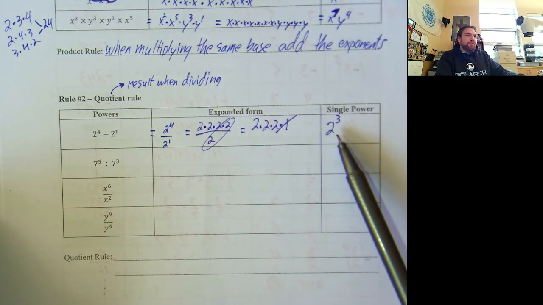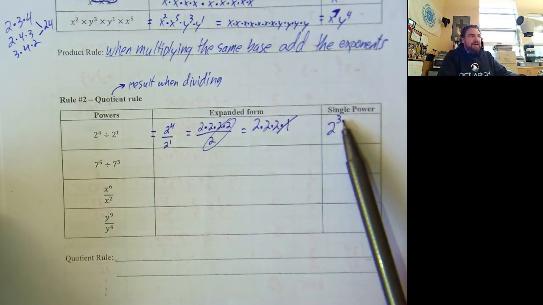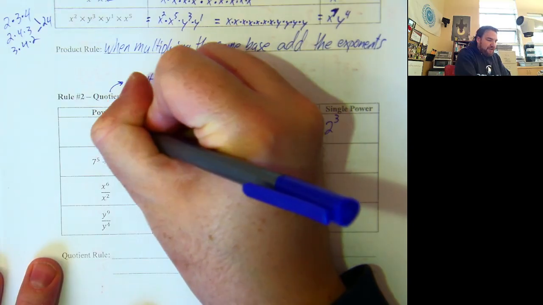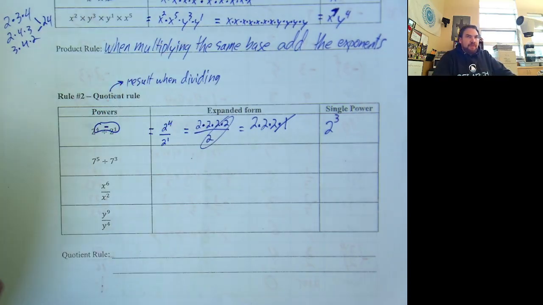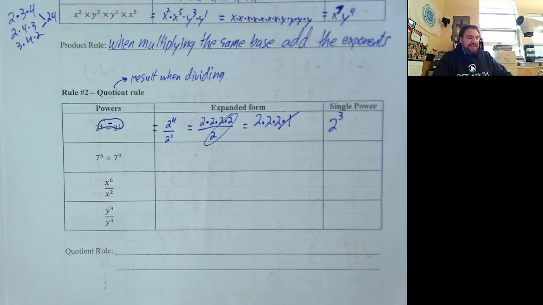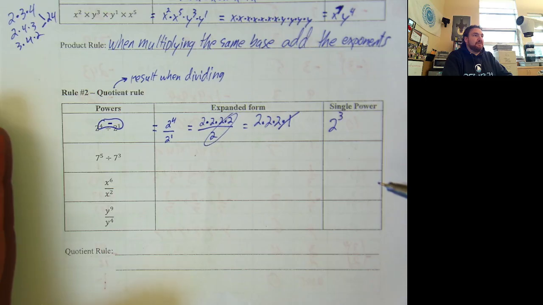And we ended with 2 cubed. How can we go from 4 and 1 to 3? It's the same as the result I would have gotten if I had just taken these exponents and subtracted them. Because 4 minus 1 is 3. Interesting. So do you want to take a guess at what the second one should be? Manraj.